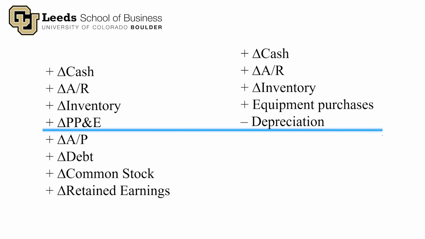Okay. Now we'll talk about accounts payable, right? We'll just leave that the way it was, no changes there. We'll leave debt the way it was. We'll leave the change in common stock the way it was. But now we're also going to break out retained earnings.